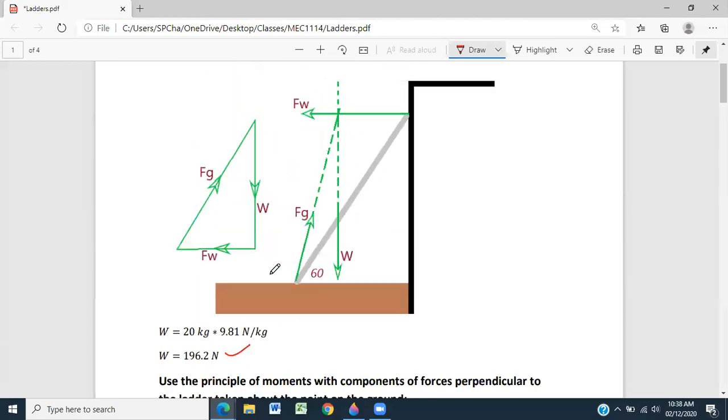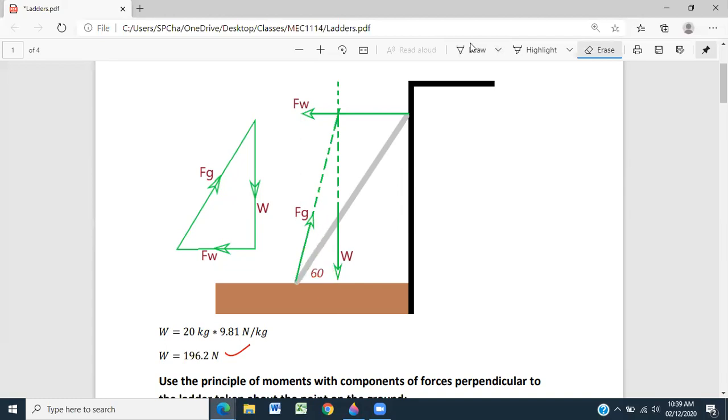Now, we learned moments, and we want to use them to find our unknown forces. So, how do we do that? Well, first, we want things that we can resolve. When we look at FG, we say, hey, we don't have an angle. So even if we want the perpendicular component to calculate the moment, we don't know this angle here. So we can't find the perpendicular component.